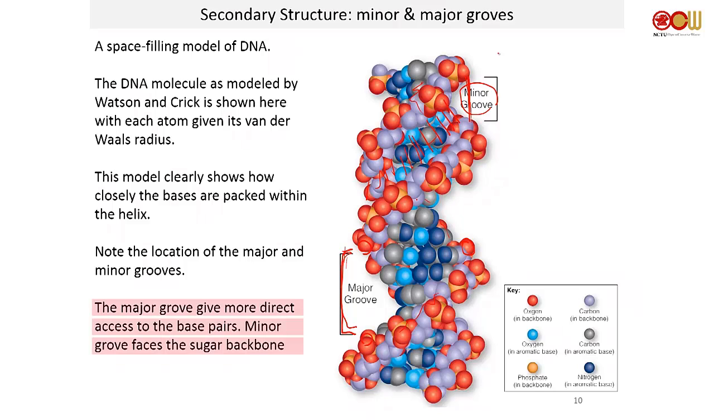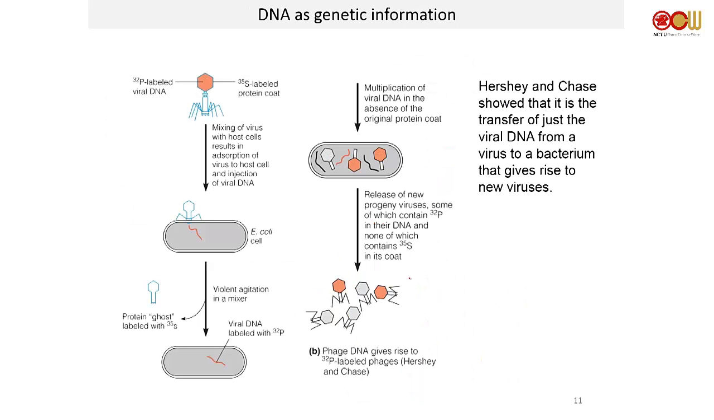Now, the major groove will give you more direct access to the base pairs, and the minor groove actually faces the sugar backbone. So essentially your sugar backbones face this way, and the major groove allows you to see the bases. So you've got the major groove and the minor groove in your double helix DNA. This is something you should have covered back in general biology as well.